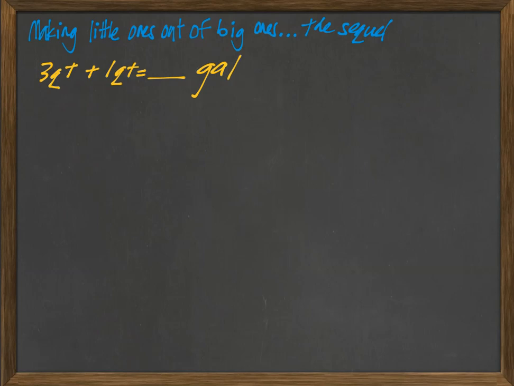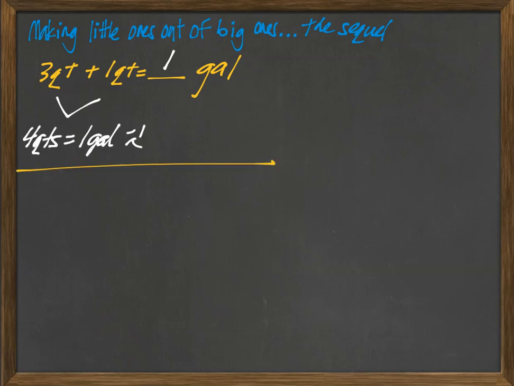Let's take the equation, or number sentence, 3 quarts plus 1 quart. You already know what this is going to be, because 4 quarts make a gallon. You already got that answer in your head. Nice work. That's 4 quarts, and that equals a gallon. I just spelled it out for you. You should understand that.